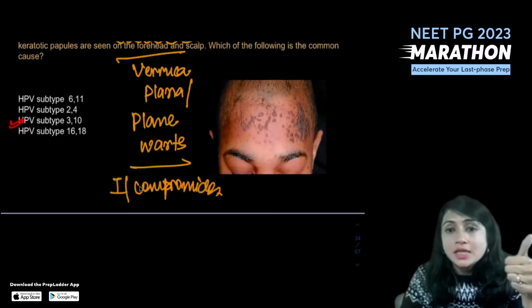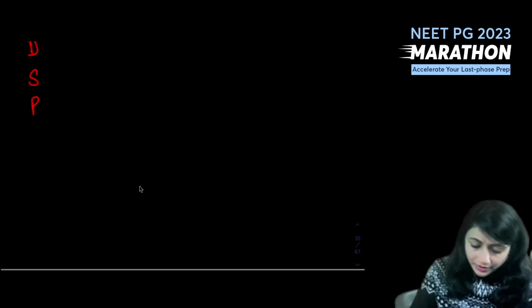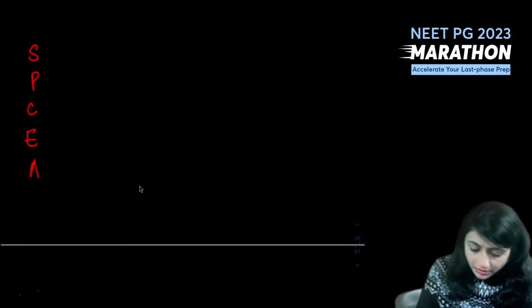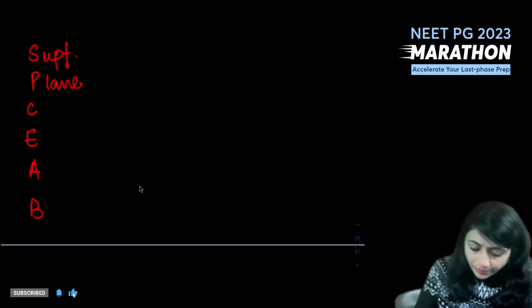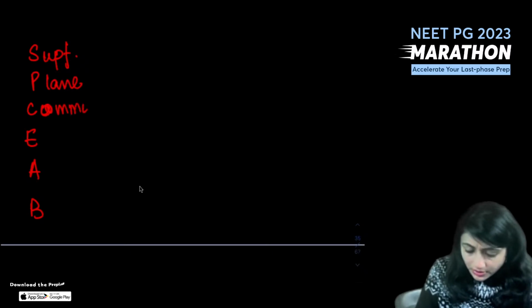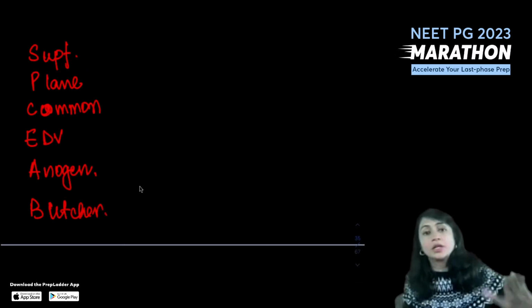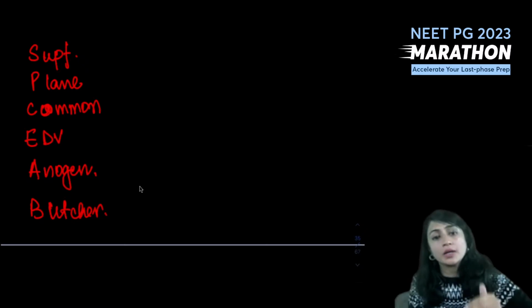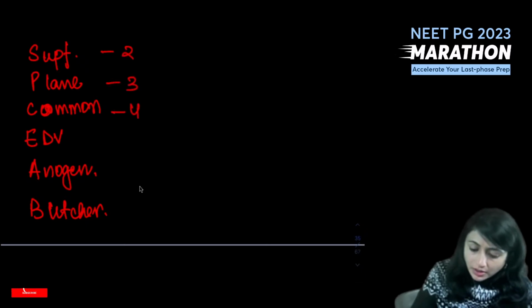How do we remember? With the help of a mnemonic that we did, which is DSP, come eat a burger. Which is deep plantar wart, superficial plantar wart, plain warts, common warts, EDV, anogenital warts, and butcher warts. So even if you have not remembered till now, let's do it right now. DSP, come eat a burger. So just write this and then start writing the counting.